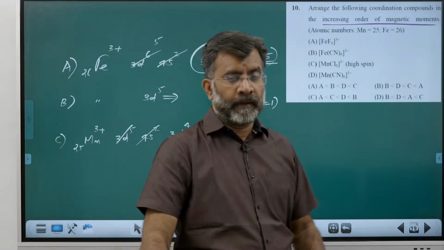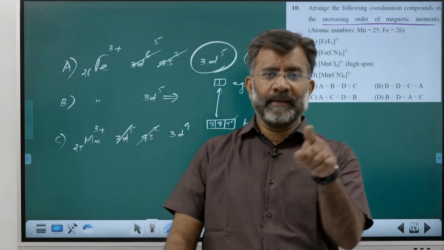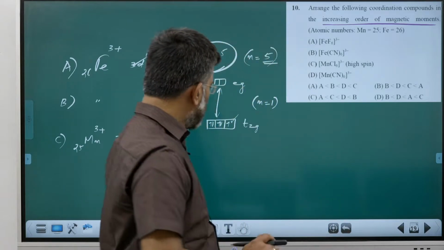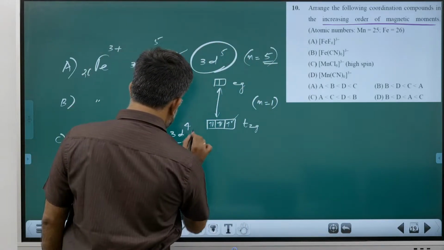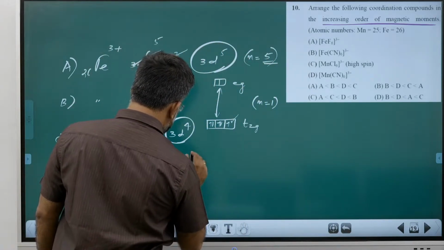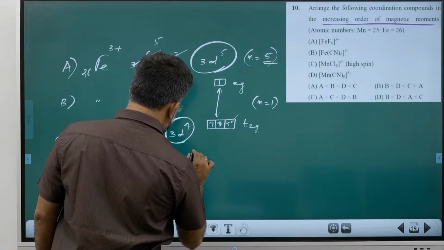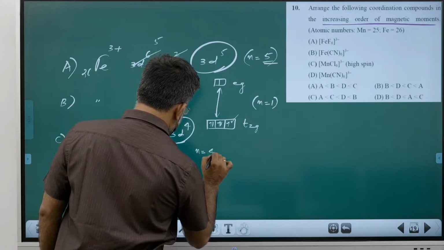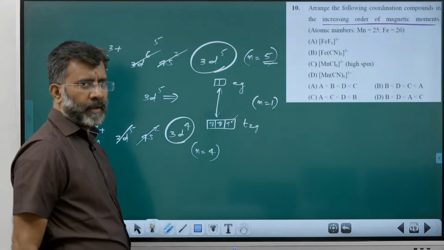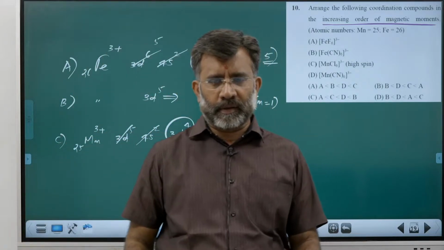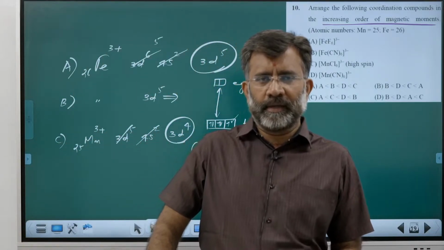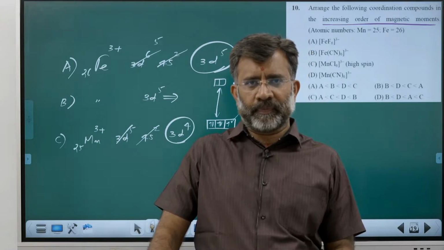3d4 system. There again, chlorine is a weak ligand. So what will be the configuration? The electrons remain in the unpaired situation, so the number of unpaired electrons will be 4. Why? Because there is no pairing occurring. Why no pairing? The ligand is a weak ligand, right?